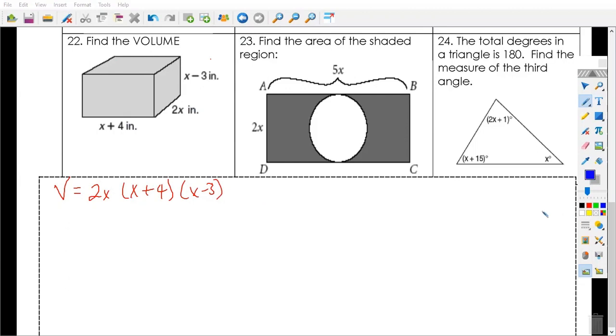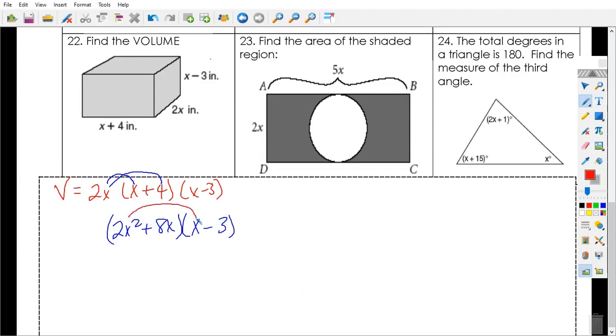So when I say work from left to right, you only can multiply two things at a time. So left to right, we're doing 2x times x, which is? Then we have 2x times 4, 8x. And now I'm down to this. And now I'm going to FOIL, right? So we distribute. Now we're going to FOIL.